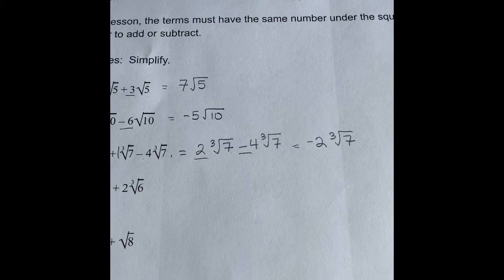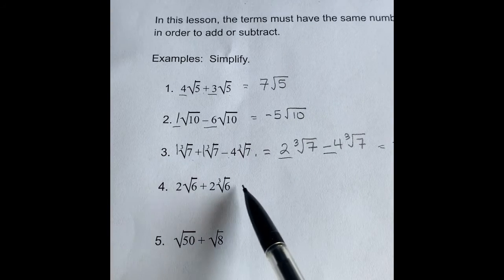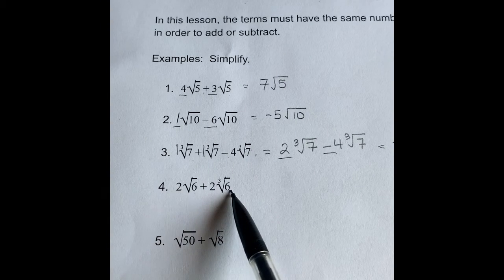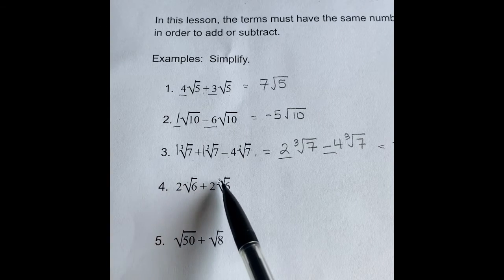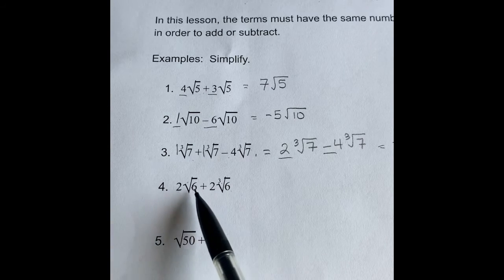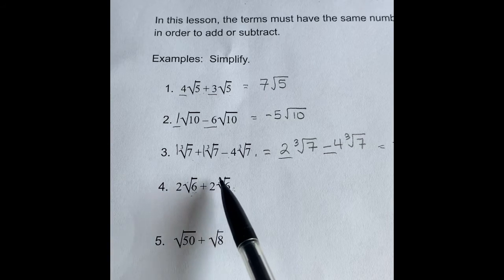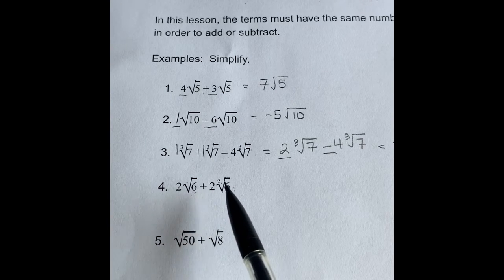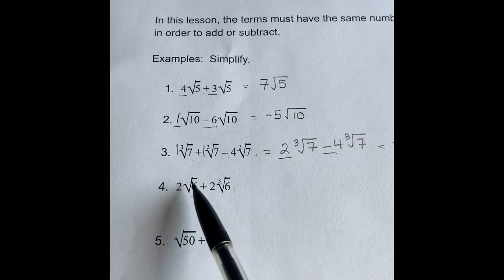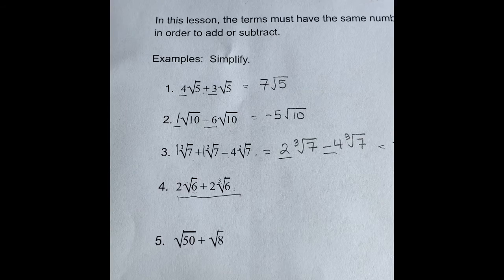That's our final answer. On number 4, they do both have a 6 underneath the root, but notice what the root is. On this first one, it's a 2. Remember, when there's not a root written, that's an imaginary 2. But this root has a 3. So these are not like terms. Even though they do have the same number underneath, the roots are not the same. So we cannot simplify this particular problem because these roots are not the same. So this is just our answer.